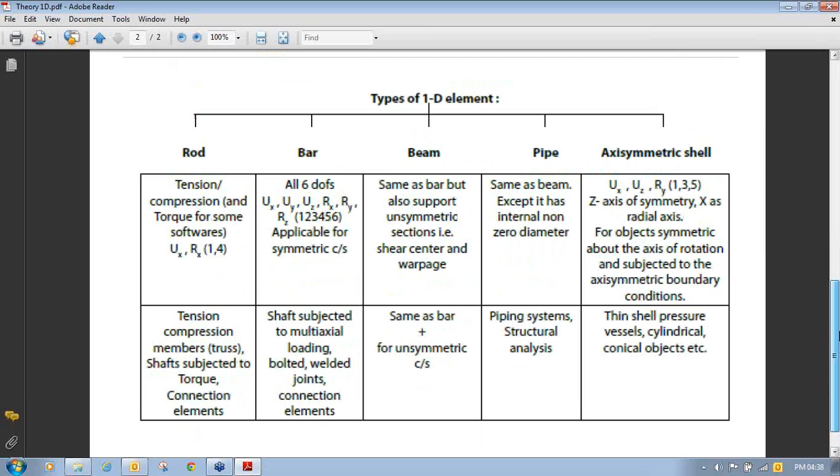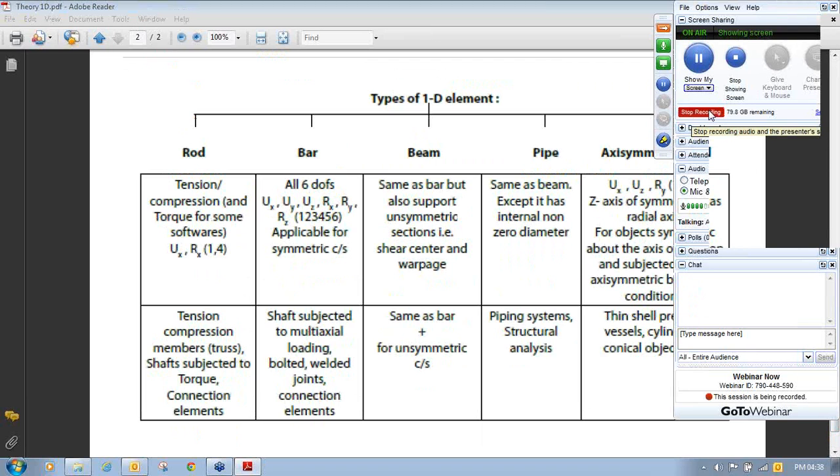So these are the basic introduction to the theory of 1D element.